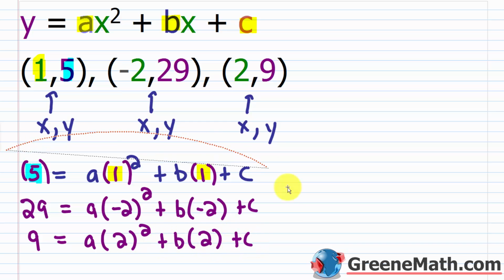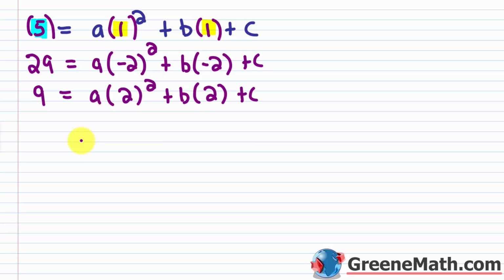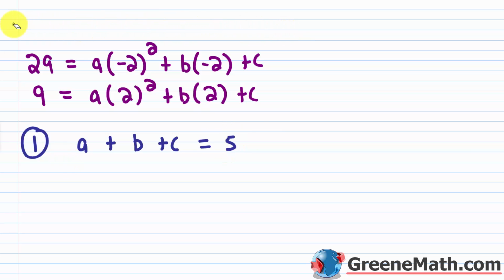So let's copy this real quick and go to a fresh sheet so we have some room to work. I'm just going to rearrange this a little bit and simplify some things. So equation 1: I know that 1 squared is 1, so this would just be a, and then plus b times 1 is just b, and then plus c, and this equals 5. Okay, so that's my equation 1. Let me erase this from here; I don't need it anymore.